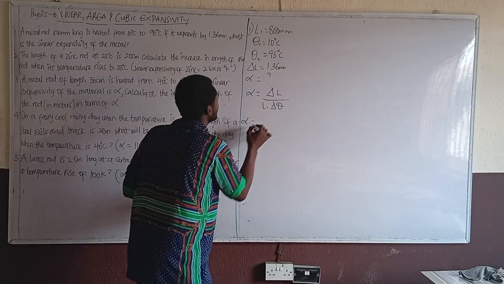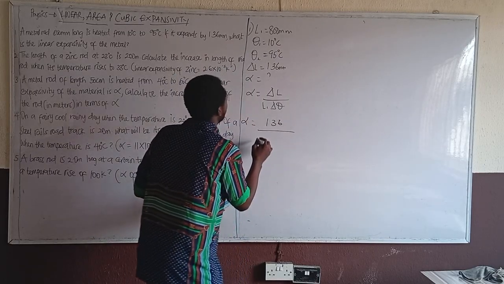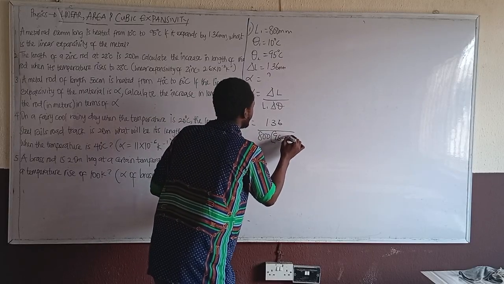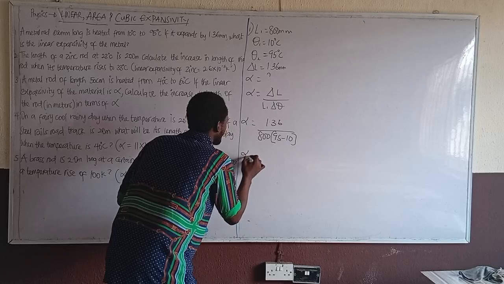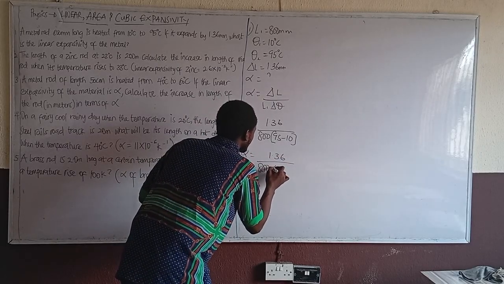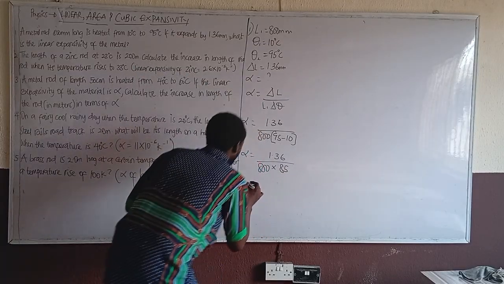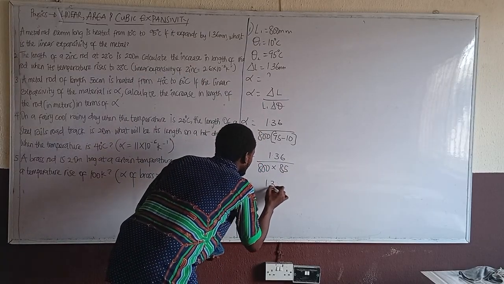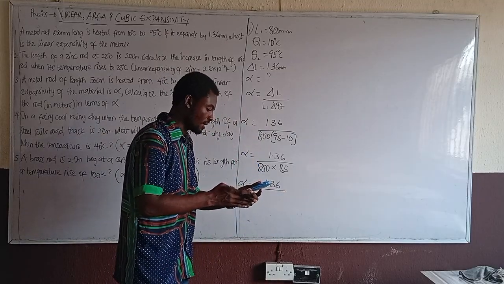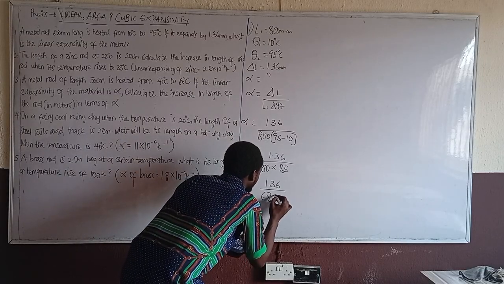So linear expansivity, change in length is 1.36, then divided by 800, then multiplied by 95 minus 10. So here becomes 1.36 over 800 times 95 minus 10 is 85. So here becomes 1.36 over 800 multiplied by 85. That is 68,000.